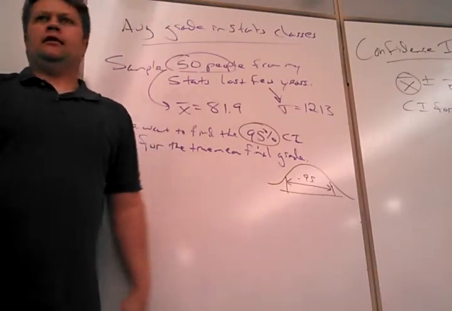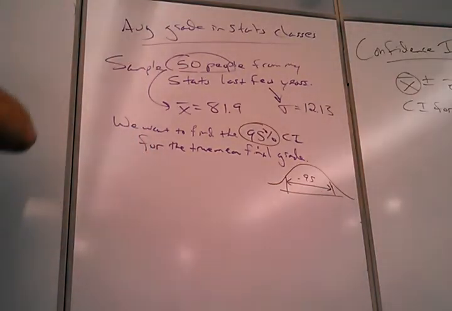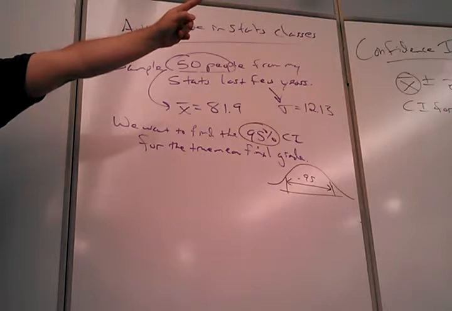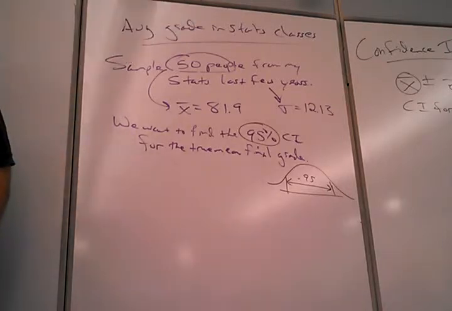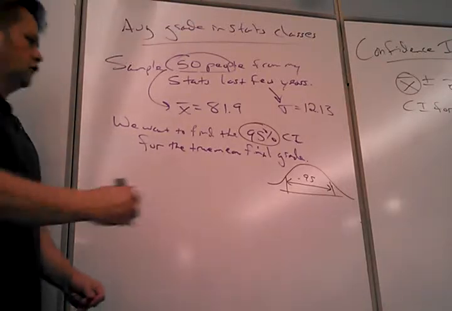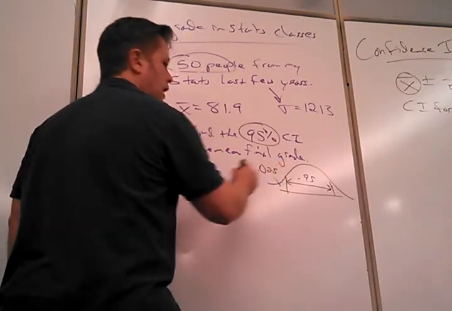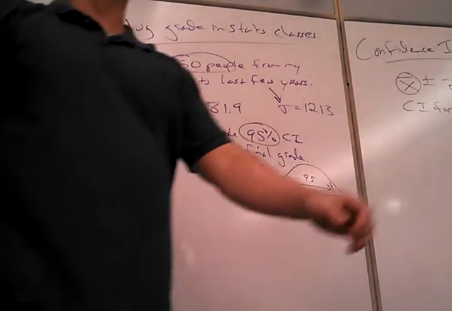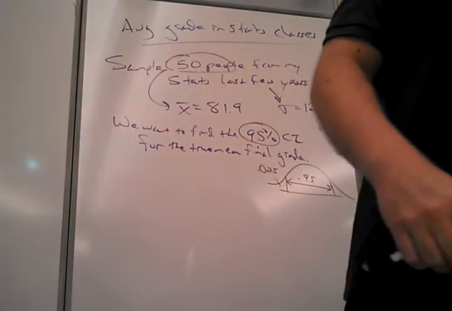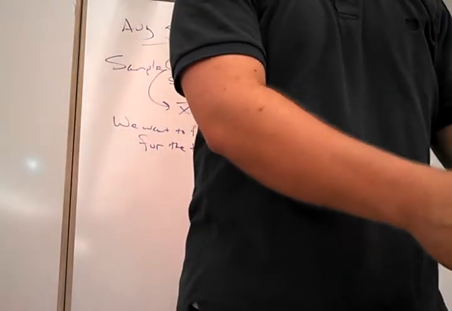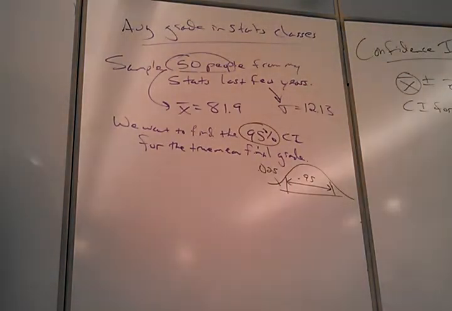So how do you find that? How much is outside? 5%. So how much is on one side? 2.5%. I love it. So if you look up 0.025 in the Z-score chart, yeah, I see some motion. This is good.